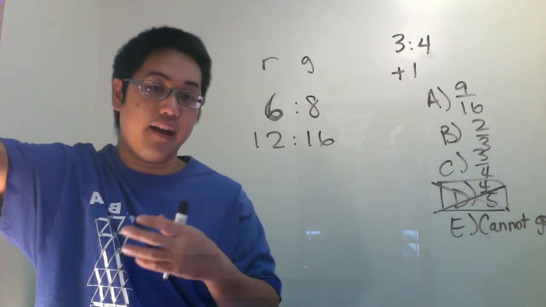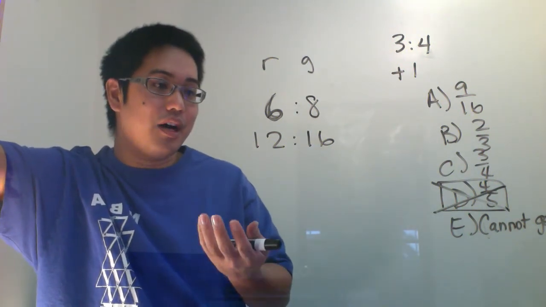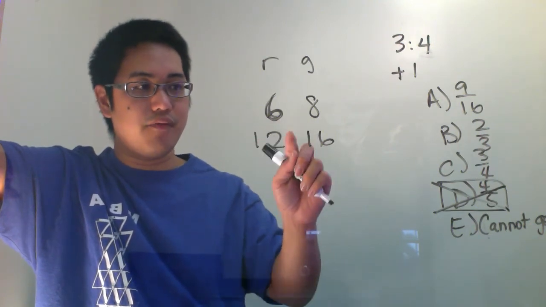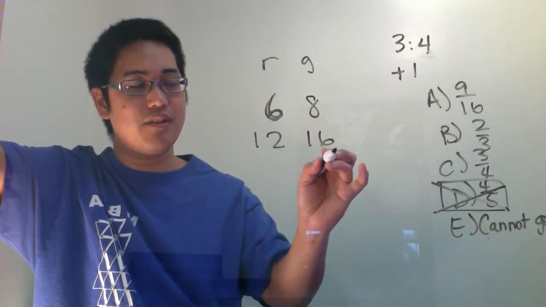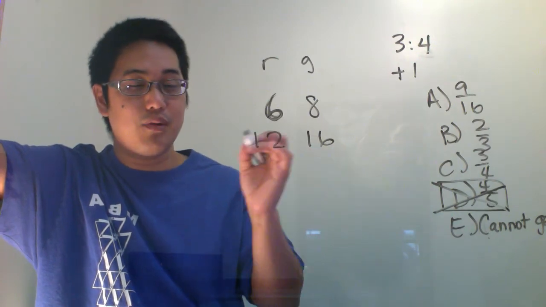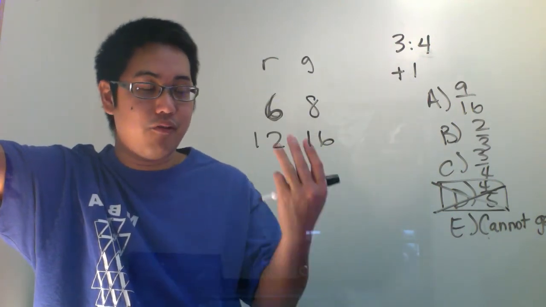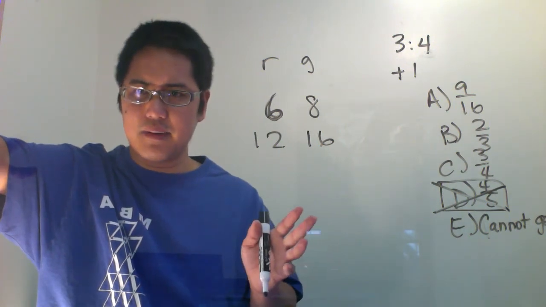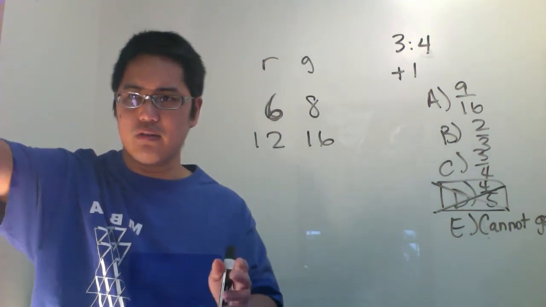That just means I have more pens, but if I literally had 12 red pens to every 16 green pens, I would still have 3 red pens for every 4 green pens that I have. Does this make sense to you? Am I making sense here? Am I speaking crazy? What are your thoughts? I don't want to lose you already.